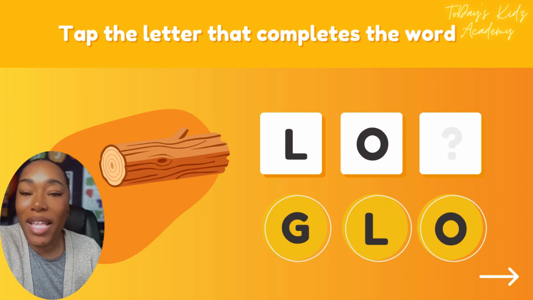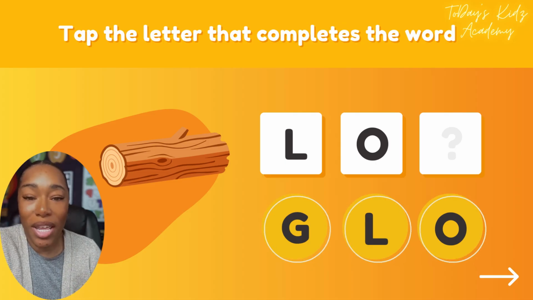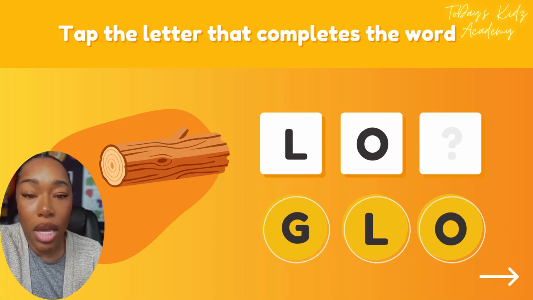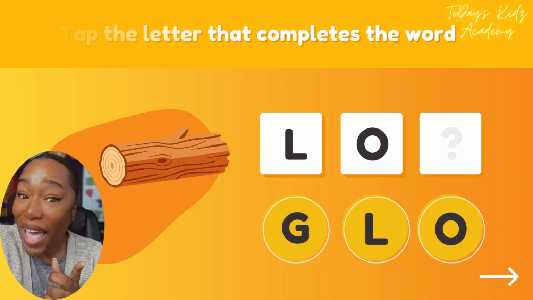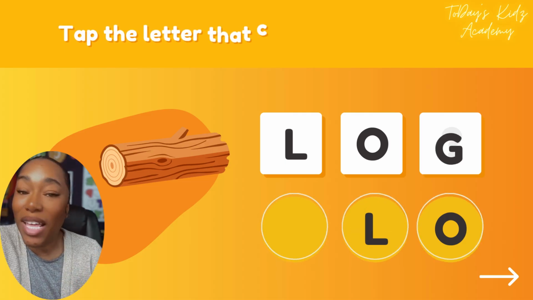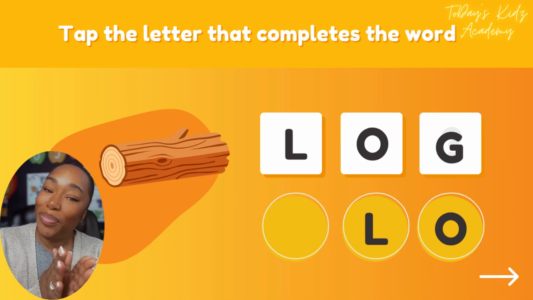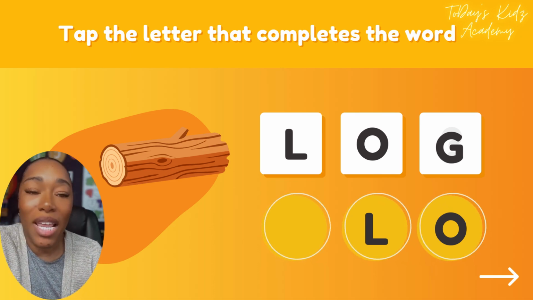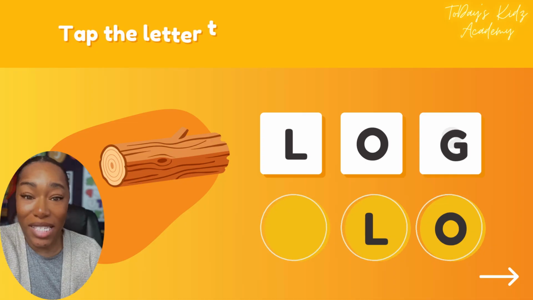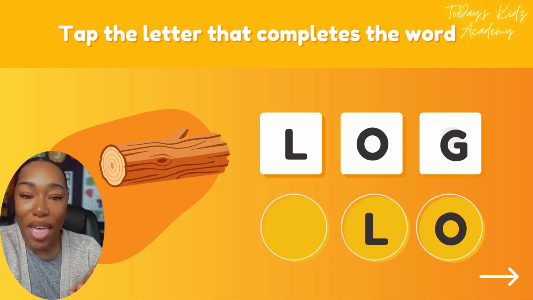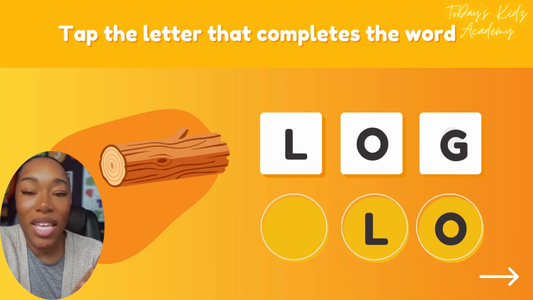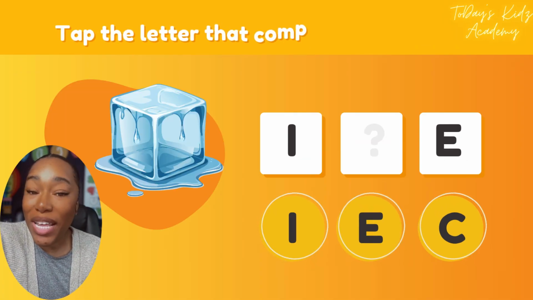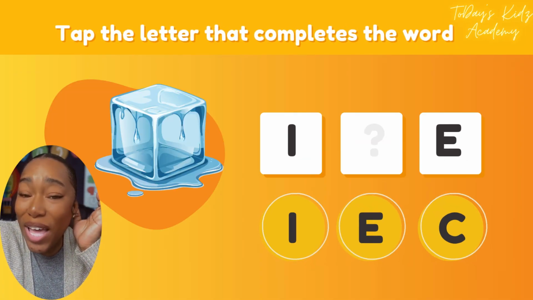The next word is log. Log. Tap the letter on the screen if you know which one is missing in log. If you picked the letter G, good job, guys. The letter G is missing in log. Now, let's spell it together. L-O-G. Log.